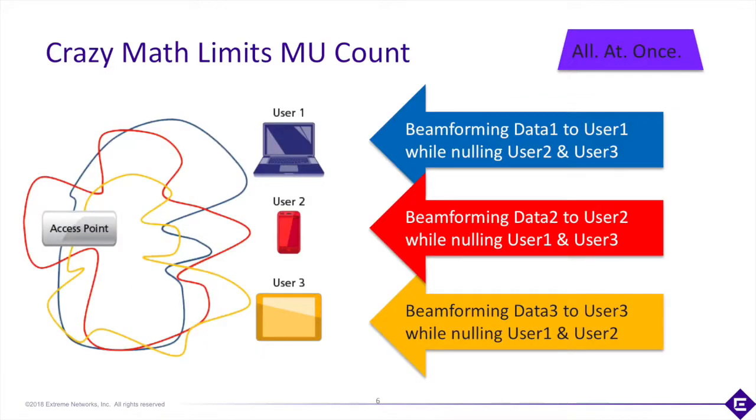So one of the big limitations of multi-user MIMO is the crazy math that these APs are having to do. The APs are having to send out a packet requesting the client to respond in order to send multi-user data where user 1's transmission does not adversely affect user 2's, which doesn't adversely affect user 3, which is an incredible feat for it to do. It's very hard. It's a lot of math that it has to crunch. And we'll see why that is a big limitation later on.